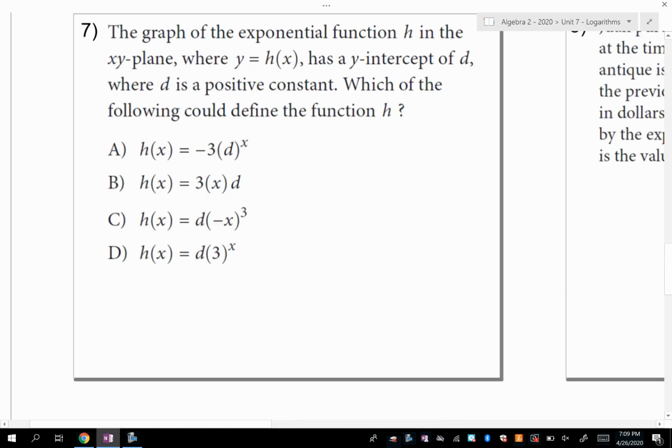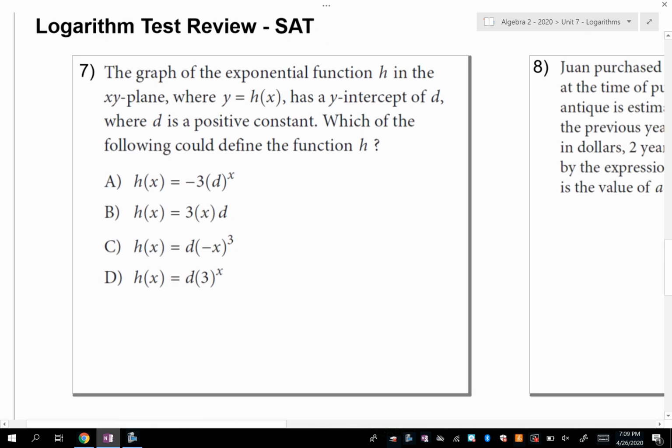Okay, number 7. Now, number 7 says we have an exponential function h that has a y-intercept of d, where d is a positive constant. So I immediately crossed out b, because b is not exponential, right? We need to have an exponential function. When I looked at this letter c, I know that negative x cubed, I know what that looks like, right? And if I throw a number in front of that, all that's going to do is stretch or compress it.